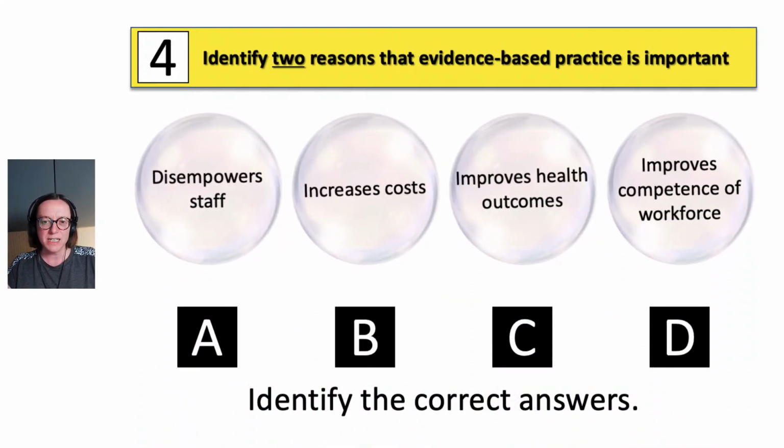Okay, number 4. Identify 2 reasons that evidence-based practice is important. So we need to know what evidence-based practice is, first of all. Then we need to work out which are the reasons that this is important. Is it A, disempowers staff, B, increases costs, C, improves health outcomes, D, improves competence of the workforce? There's quite a lot of long words in there. So evidence-based practice, you need to know what that means. You need to know what disempowers means, and you need to know what competence means. Okay, someone has already typed in C and D. Yep, a few more of you saying that as well now.